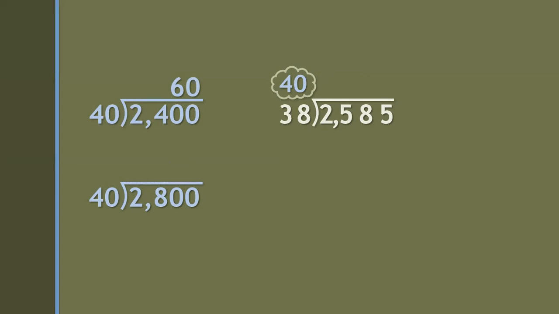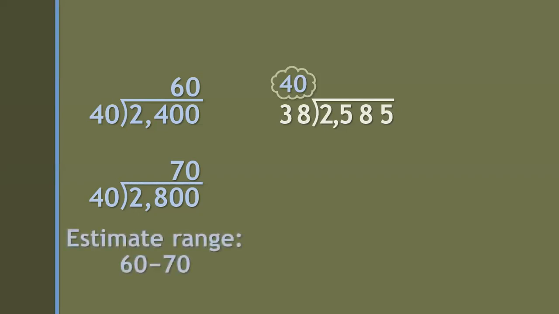And 4 into 28 is 7. So 40 into 280 is 7. And then you add your 0, and that's 70. So your range is going to be somewhere between 60 and 70.